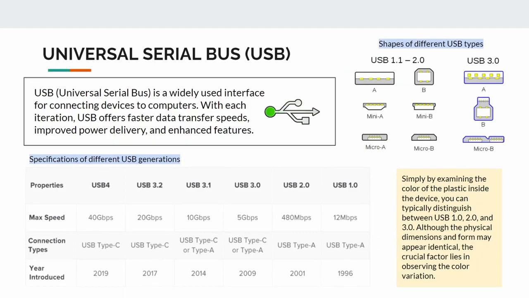Next is the USB interface. USB, or Universal Serial Bus, is a widely used interface for connecting devices to computers. USB has evolved through different iterations, starting with USB 1.0 with 12 megabits per second bandwidth, until the latest technology, USB 4.0, with 40 gigabits per second bandwidth. With each iteration, USB offers faster data transfer speeds, improved power delivery, and enhanced features.